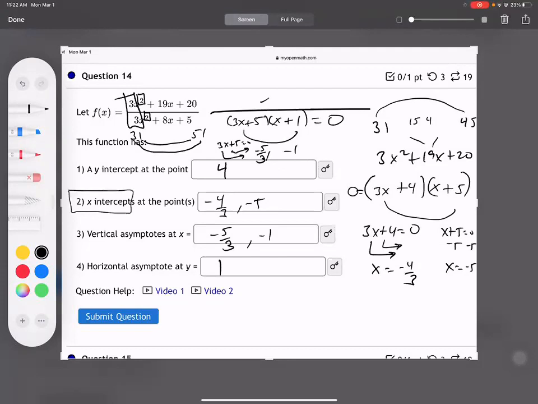X-intercepts, factor the top. Vertical asymptotes, factor the bottom. Y-intercept, the first one, plug in 0. All these require some work, but the easiest one turns out to be the last one we learned, horizontal asymptotes. Which of the 3 rules do we use? All right, that's it. Thank you.